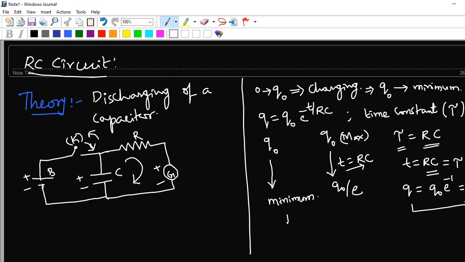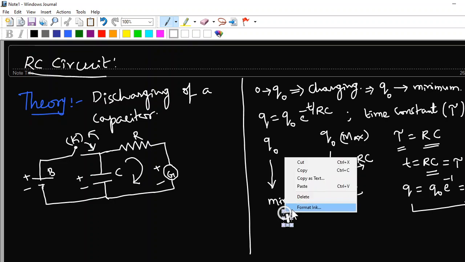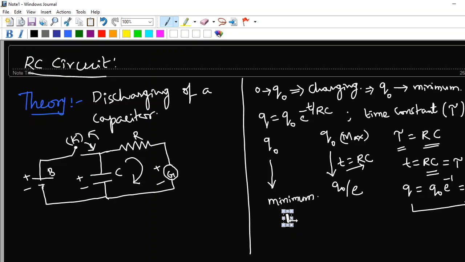That means we are going to determine, first, the time constant tau is equal to R into C. This is a theoretical value and we are going to verify it with the experimental value. That means experimentally we are going to measure the time constant. Let us see how we measure this time constant experimentally.